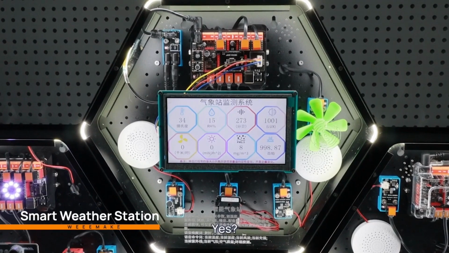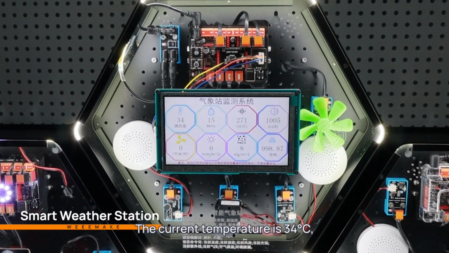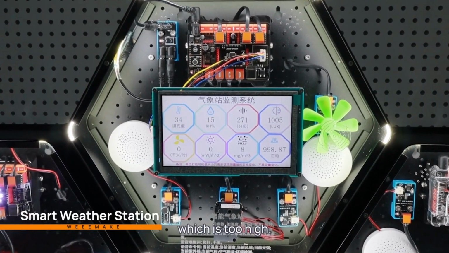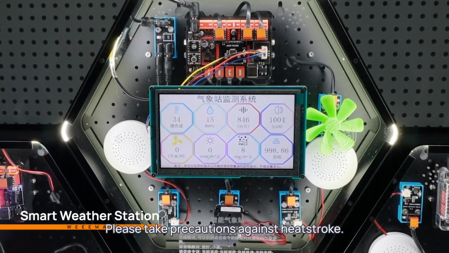Hello, Vivi. Yes. Current temperature. The current temperature is 34 degrees Celsius, which is too high. Please take precautions against heat stroke.